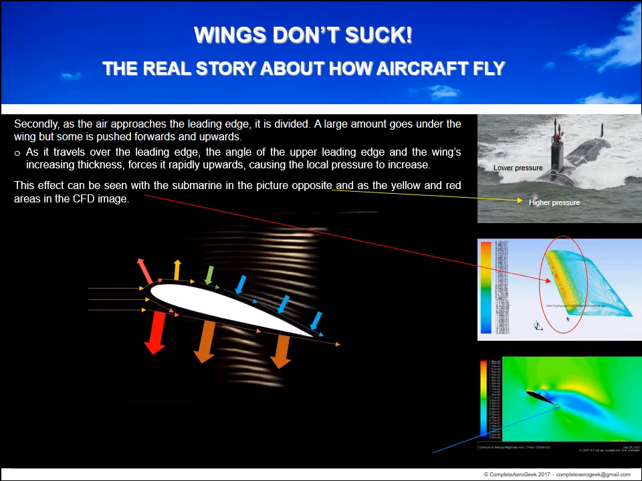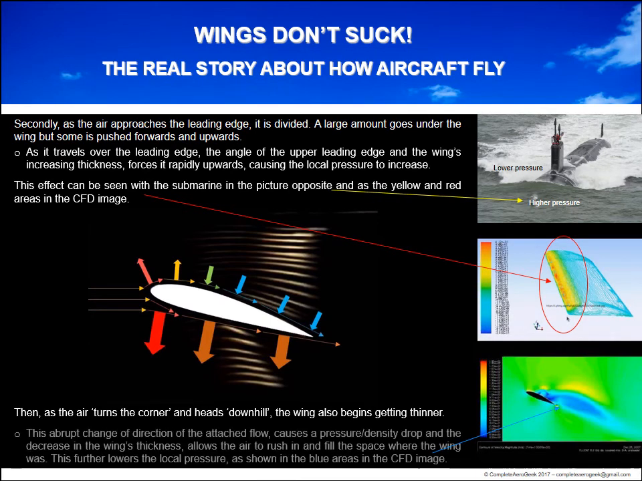This effect can be seen with the submarine in the picture opposite, and as the yellow and red areas in the CFD image. Then, as the air turns the corner and heads downhill, the wing also begins getting thinner. This abrupt change of direction of the attached flow causes a pressure density drop, and the decrease in the wing's thickness allows the air to rush in and fill the space where the wing was. This further lowers the local pressure, as shown in the blue areas in the CFD image.